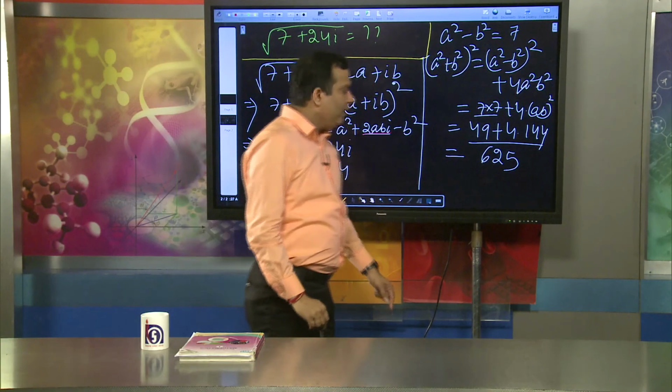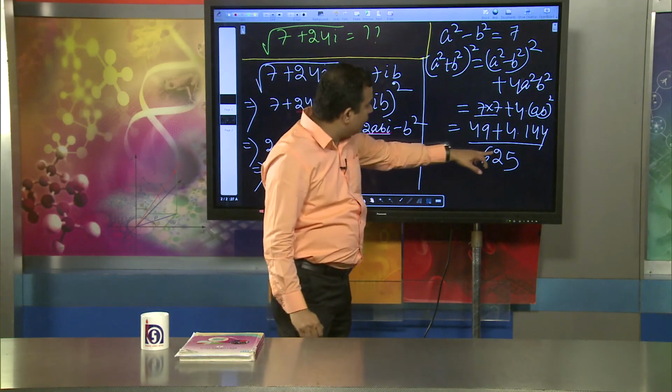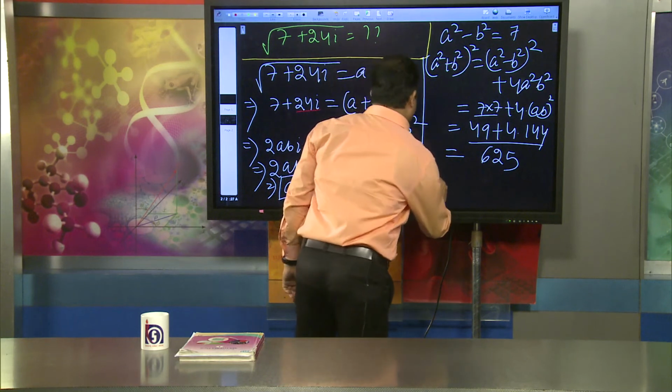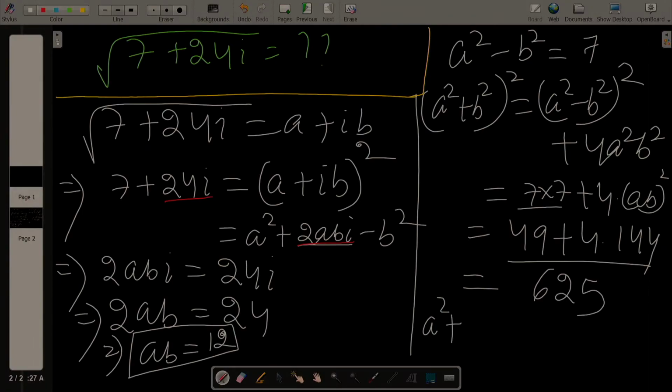Remember what we have found: 625 equal to (a square plus b square) whole square. Again suppose I would like to find a square plus b square, which is equal to the square root of 625, and you will find 25.